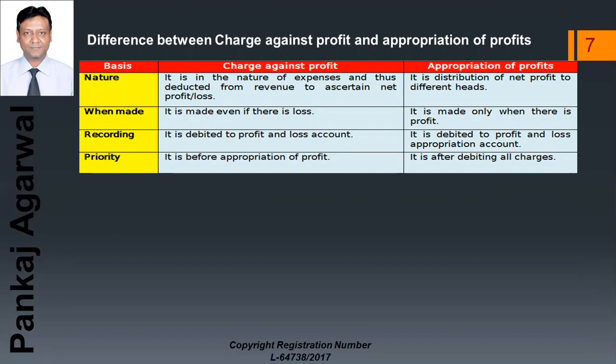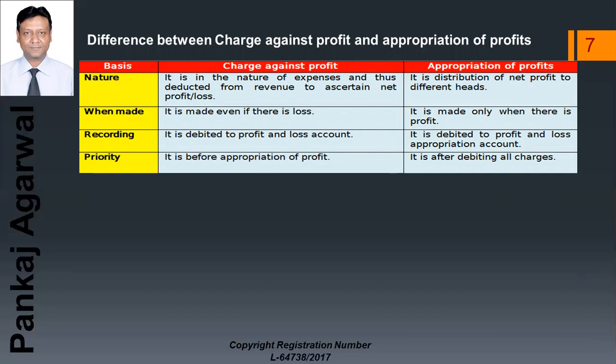In the profit and loss account, the recording of the transaction is done. The transactions are debited to the profit and loss account as they are the charges against the profits. But in appropriation, they are debited to the profit and loss appropriation account.